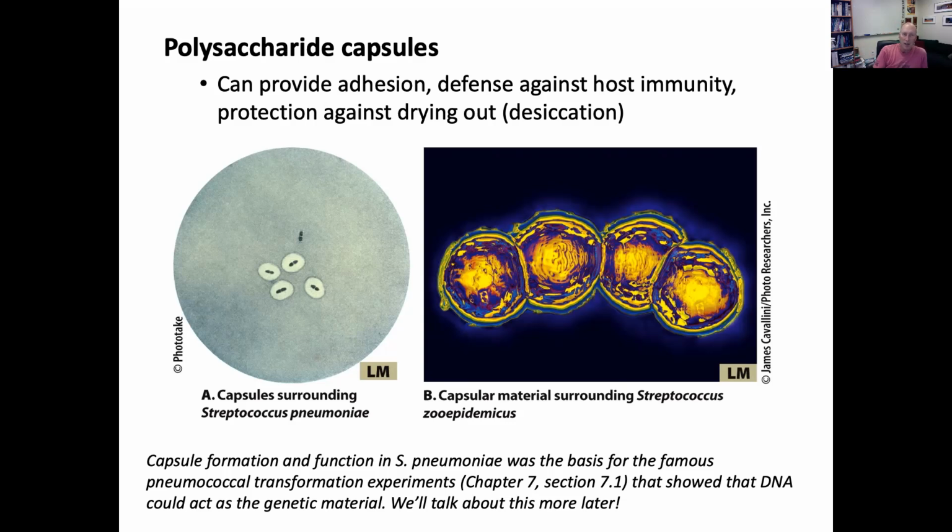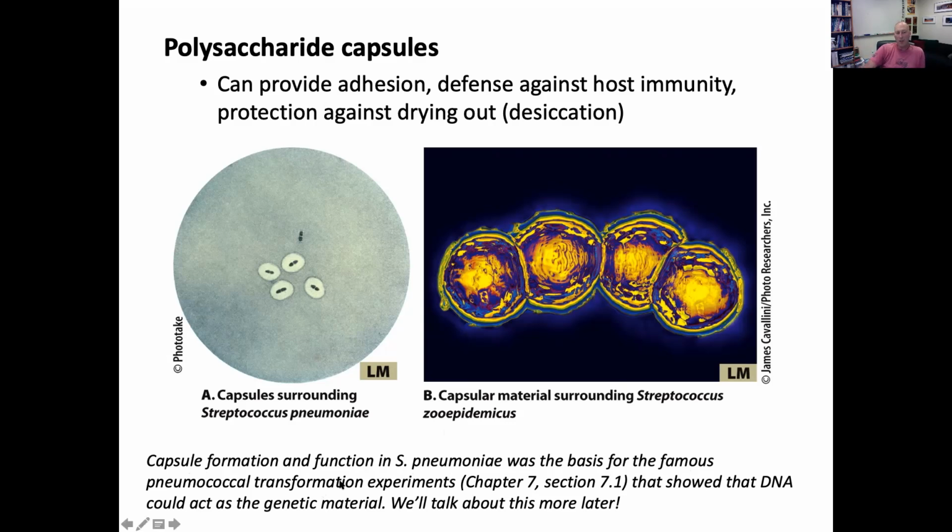And bacteria that make these capsules are often very good at forming biofilms, so surface-attached communities that have this sort of extracellular matrix surrounding them. And just to throw this out there, Streptococcus pneumoniae is an important pathogen. It's a major cause of bacterial pneumonia, not the only cause, but one of the most important ones. And about 80 years ago now, scientists at the Rockefeller Institute in New York City were studying this in a set of experiments called the pneumococcal transformation experiments.